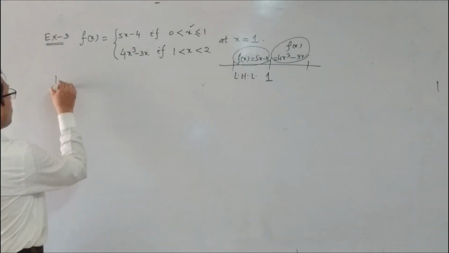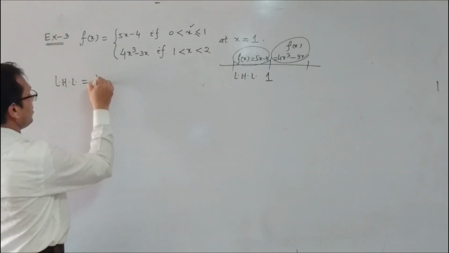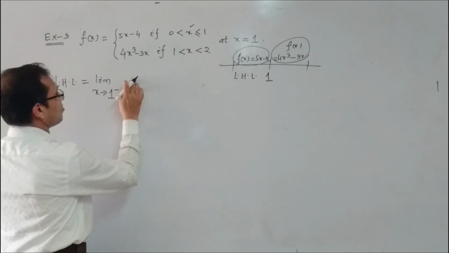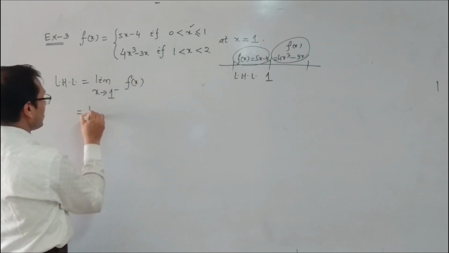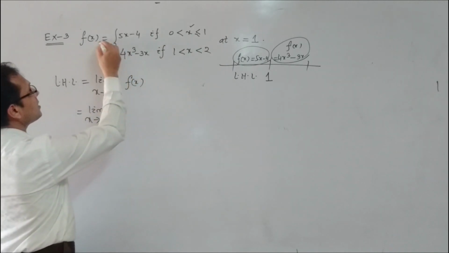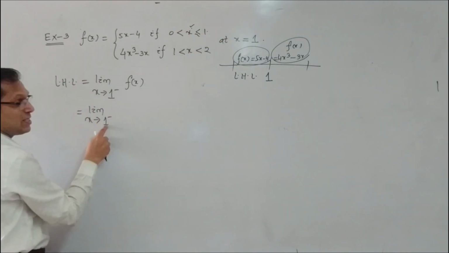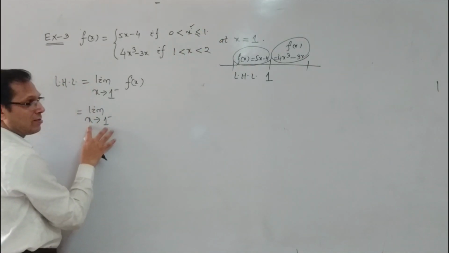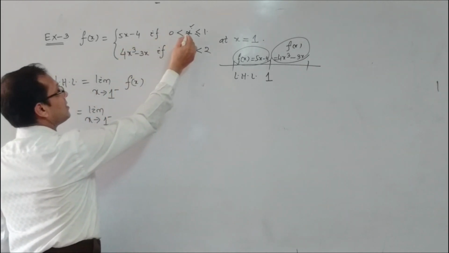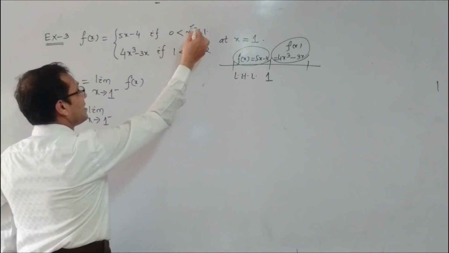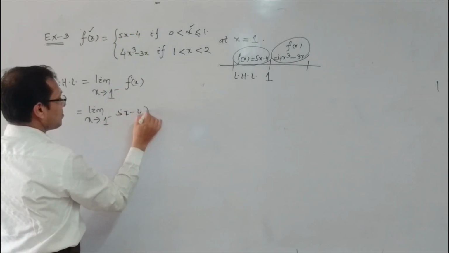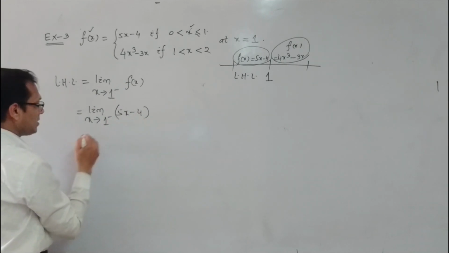So first you write, what is the value of left hand limit? Limit x tends to 1 minus f of x should be replaced when x is less than 1. 1 minus means the value of x is less than 1, something should be subtracted from 1. When the value of x is less than 1, then the value of f(x) is equal to 5x minus 4. So here f(x) should be replaced by 5x minus 4.